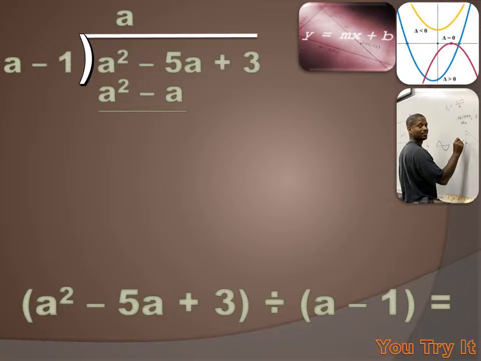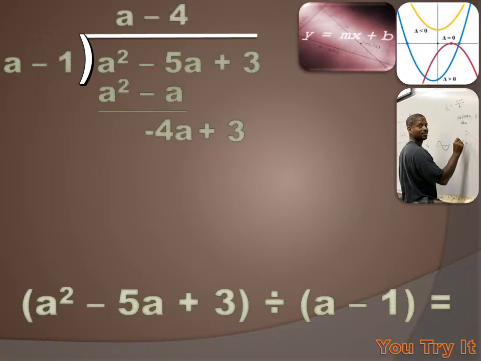Now I'll subtract that from the first two terms in the dividend, and my answer will be minus 4a. I'll bring down the 3, and now I've got to figure out what I have to multiply my a by to get minus 4a.